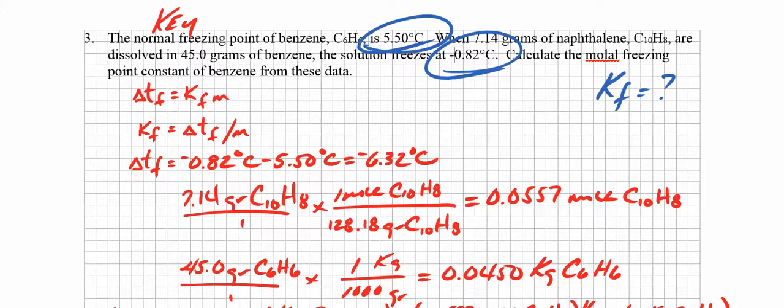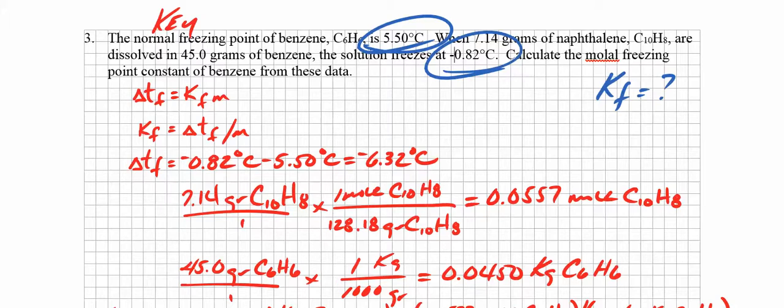So here we go. First of all, the change in freezing temperature. Well, we've been told that the original temperature was 5.50 degrees. So we're going to take the final minus initial. So negative 0.82 minus 5.50 degrees Celsius, and that's going to give us negative 6.3 degrees Celsius. So that is the change in temperature. It's dropped. It's a negative 6.3 degrees Celsius.